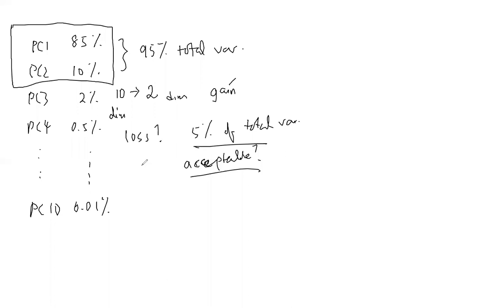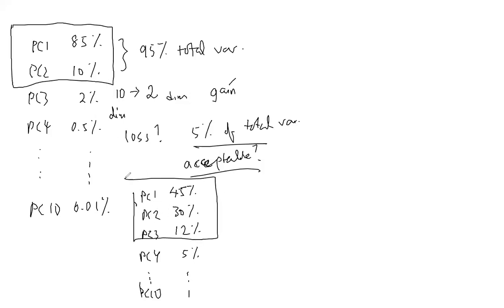For example, in other problems, your principal components 1, 2, 3 may have some pattern like this. Maybe you have again 10. Maybe this is 45%. It's 30%. This is 12%. 5%. So on, right? In this case, instead of just using 2, you might want to keep 3. Keeping 3 will allow you to retain about 87% of your total variation.